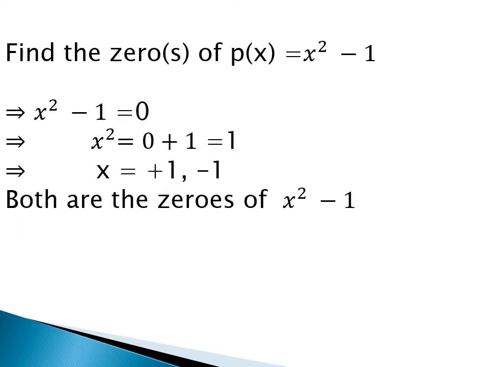x square minus 1 equal to 0. Then we have to find x square. x square means it is 1. Then when we are taking the square root of 1, plus 1 is also possible, minus 1 is also possible. So both 1 and minus 1 are the zeros of x square minus 1.